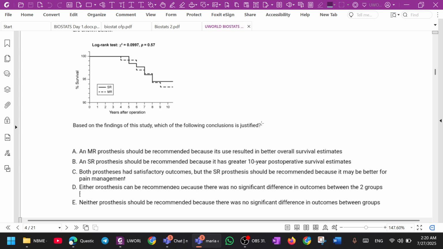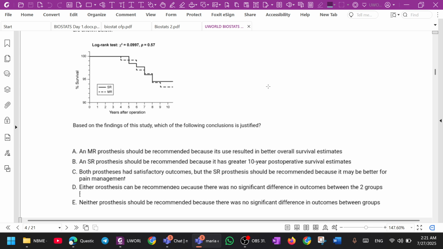So from there, I think I would delete A, because A just states that the MR is better, but here we can see the SR is better. And from the question, we don't see anything that says MR is better. So B, SR prosthesis should be recommended because it has a greater 10-year postoperative survival estimate. Here we saw that SR was higher, so maybe that can be an option. Let's keep it in our list.